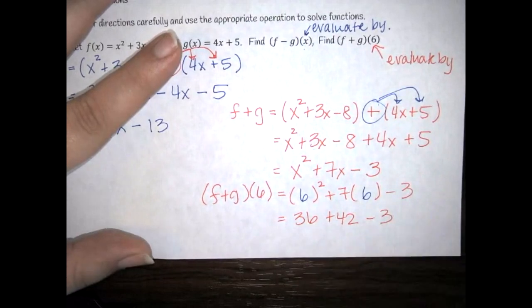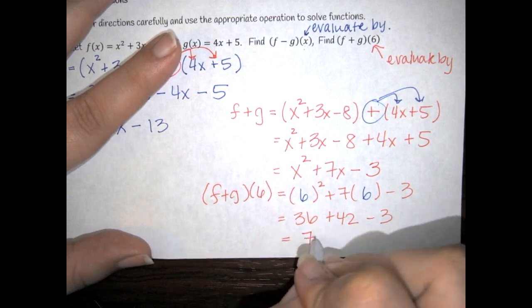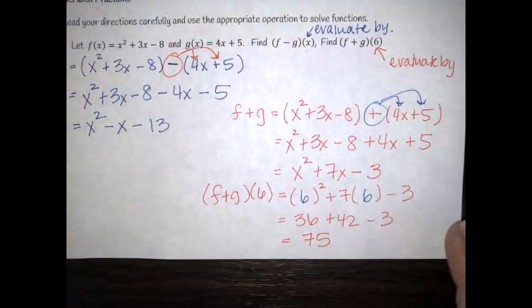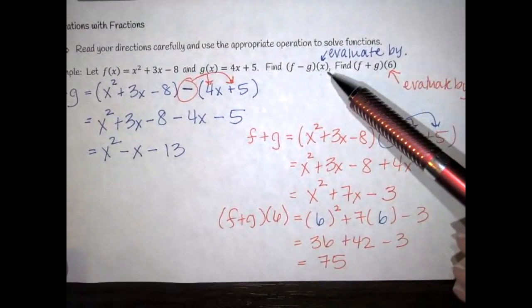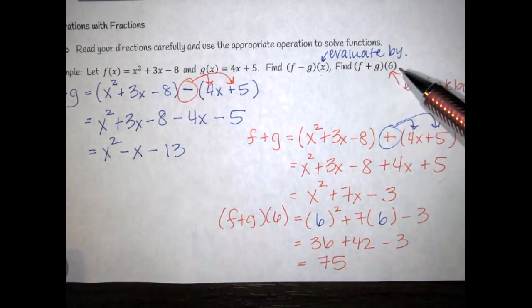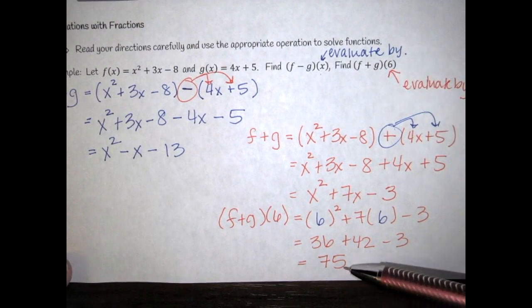And then minus 3. So we have to do 36 plus 42 minus 3, and it's going to give us a total answer of 75. Okay. So notice the difference in the look of the two examples here. The first part has evaluate by x, therefore an expression is our answer. But the second part we had to evaluate by an actual number. Therefore, a number will be the answer. Okay?